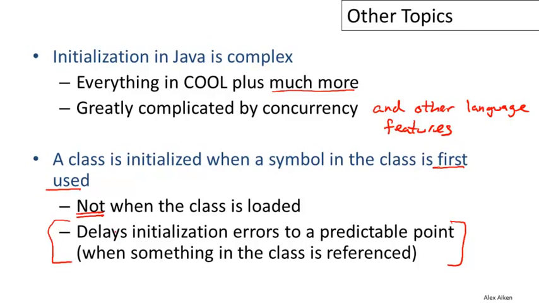If instead we had the error happen at the time that you loaded the class, well, the class might be loaded at lots of different times, so the error in the initialization of the class would become non-deterministic if we didn't delay the initialization until some deterministic point in the execution.